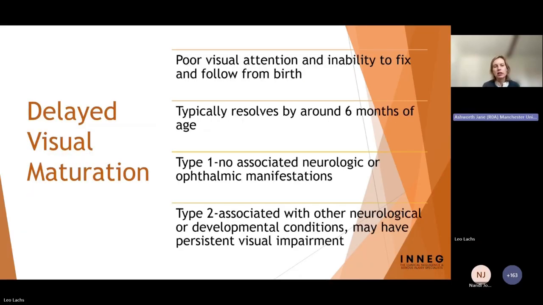Delayed visual maturation is a condition which is relatively common, and it's when a child has poor visual attention and inability to fix and follow from birth, and the vision doesn't start to kick in until later than you'd expect, really. So typically a child has poor visual behaviour and the parents are concerned that they're not following and they're not visually alert, and it usually improves at about 3 to 6 months of age. Type 1 delayed visual maturation is seen in babies who are otherwise completely well, and their vision develops normally and there's no neurological or other abnormalities. And type 2 occurs in children that have other issues going on, which can be neurological conditions such as a brain injury, or sometimes problems with the eyes themselves, and those children can have persistent visual impairment even after the initial improvement.